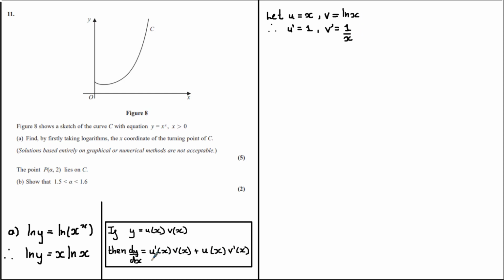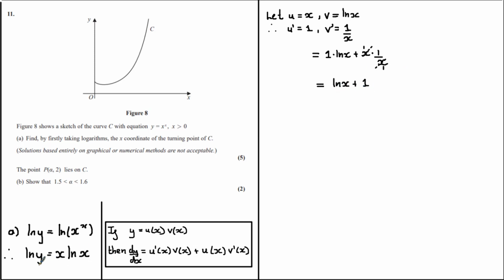Using this formula, we have u prime of x times v of x, so that's 1 times ln of x, and here we have plus u of x times v prime of x, which is just x times 1 over x. Here we get cancelling of terms, and so the derivative of the right hand side of this equation is equal to ln of x plus 1.